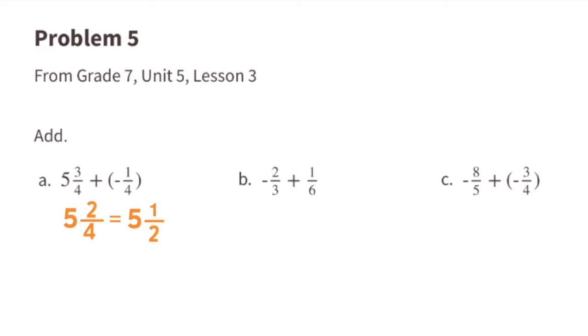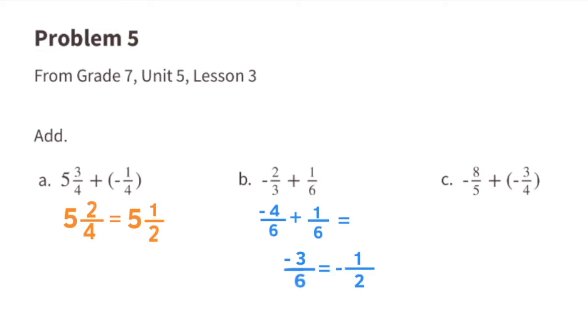B, negative 2/3 plus 1/6. First, let's get common denominators. 3 times 2 equals 6, so we can multiply the bottom number by 2 so that we can have a common denominator with the 1/6. And whatever we do to the bottom, we have to do to the top. 2 times 2 is 4. So negative 2/3 is equivalent to negative 4/6. Negative 4/6 plus 1/6 equals negative 3/6. And negative 3/6 is equivalent to negative 1/2.